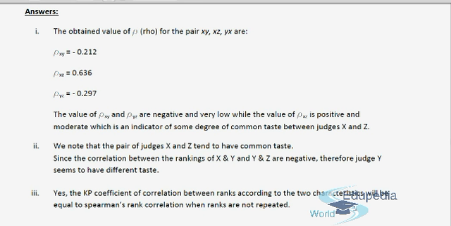And yes, the answer for the last question is that Karl Pearson's coefficient of correlation between ranks according to the two characteristics will be equal to Spearman's rank correlation when ranks are not repeated. The exception is when the ranks are repeated. When you have repeated ranks, then both values, that is Karl Pearson's coefficient of correlation and Spearman's rank correlation for the given ranks, will not be the same. In case the ranks are repeated, we call that the case of tied ranks, and that we shall take up in the next session.